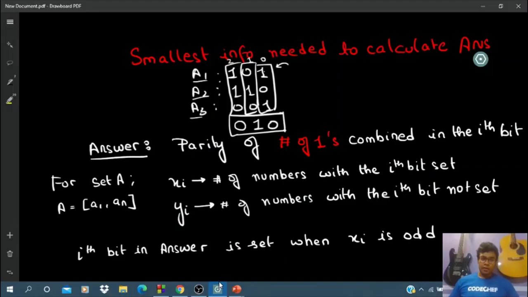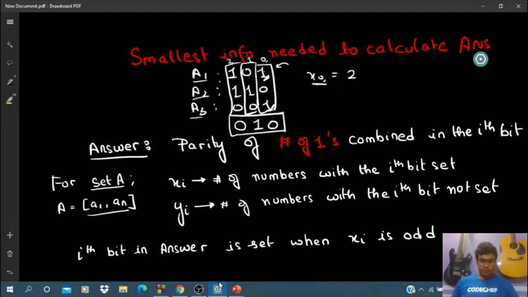And how will we know that? For a set a1 to an, let xi be the number of numbers with the ith bit set. For example, in this case let's talk about x0. x0 is 2, because we are talking about the 0th bit, and we have to calculate, for all the values from 1 to n, how many of the ai have the 0th bit set. This is the value which denotes x0. So x0 is 2 in this case, because a1 has the 0th bit set and a3 has the 0th bit set, while a2 doesn't.